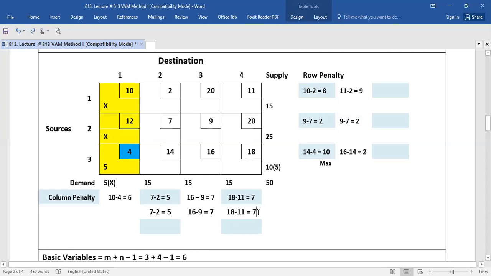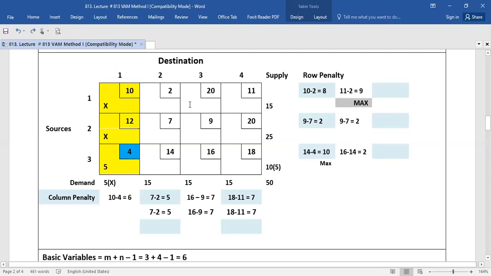You see that on both sides, you see which penalty is maximum. This is the maximum penalty. In row 1, you have the maximum penalty. So you will make your allocation in this row.